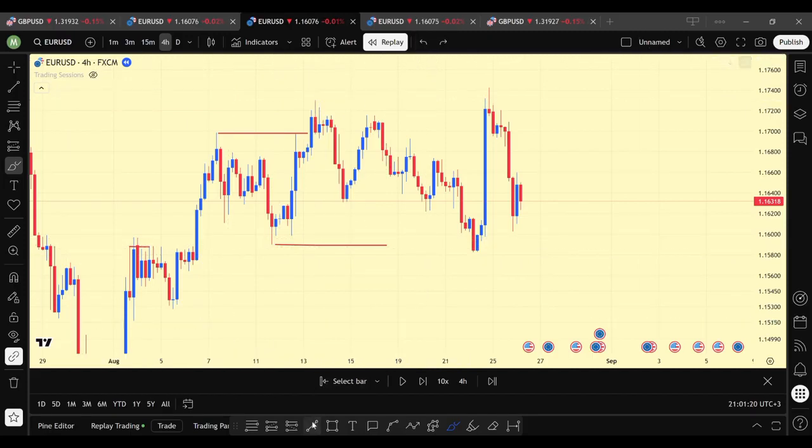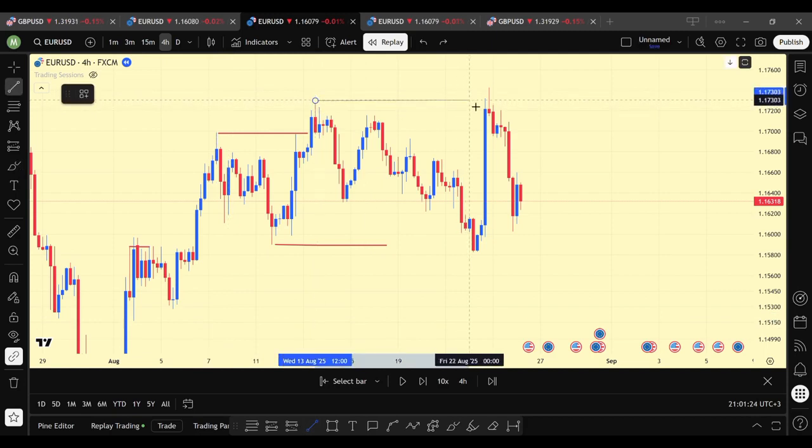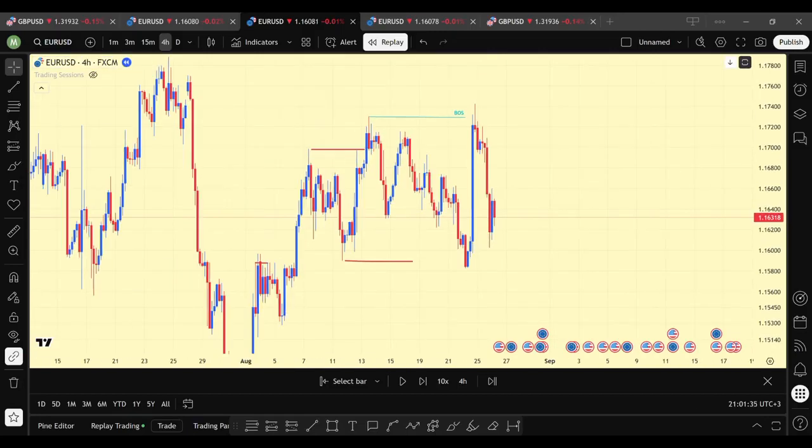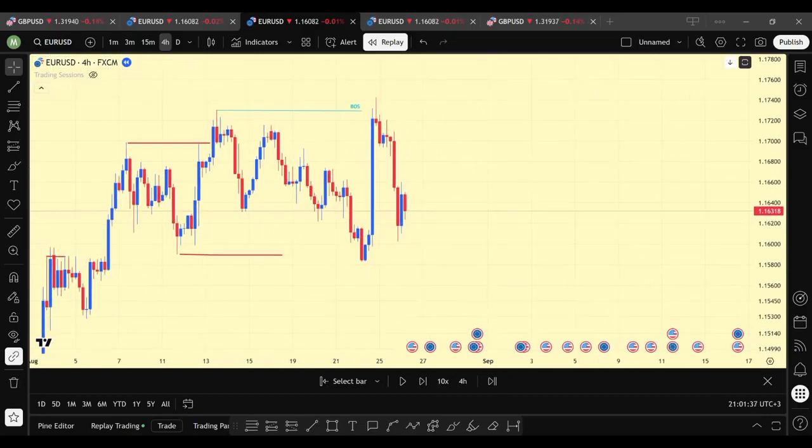So I'll be using this one here. Since we are on the 4 hour, let me just use the 4 hour bullish. So that's a valid break of structure. And in this case there is no valid pullback here, so this means that this low, our external liquidity, is what we'll be calling the inducement.